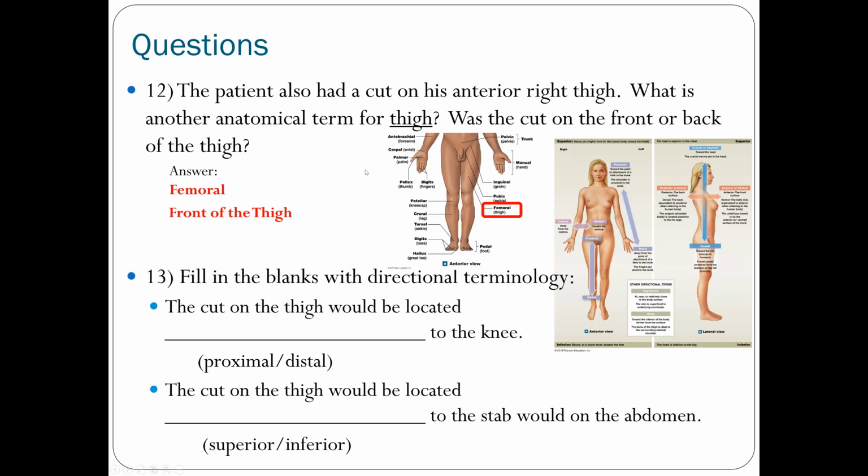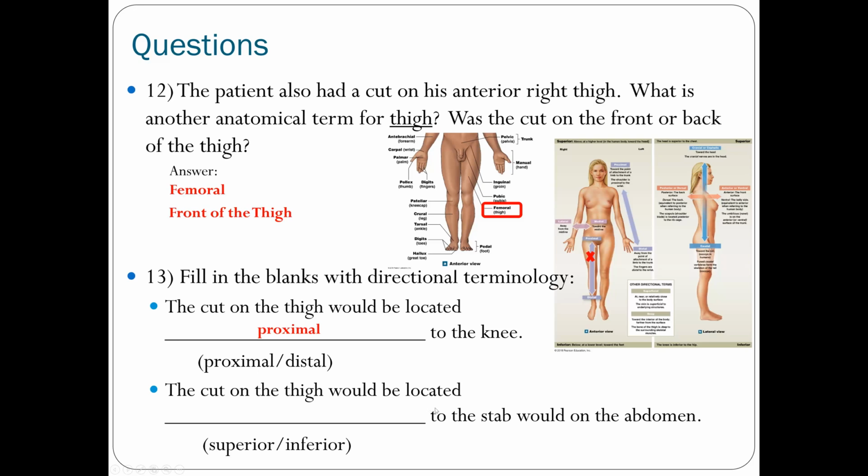Question 13, fill in the blanks with directional terminology. The cut on the thigh would be located blank to the knee. So for this, we need to think about the entire leg. The leg is attached to the torso at the hip. So we are comparing the cut on the thigh, and I put an X here so you can see the cut on the thigh. We're comparing that to the knee. So which one is closer to the attachment point of the trunk? In this case, the cut on the thigh is closer, so we would say the cut on the thigh would be located proximal to the knee because it's located closer to the hip where the leg attaches.